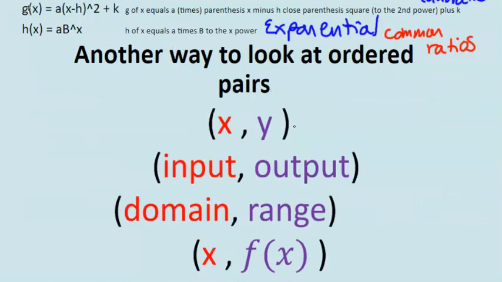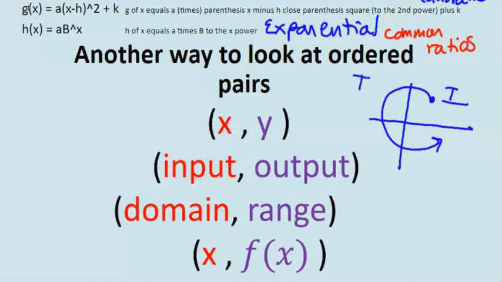Another way to look at ordered pairs. So we have x comma y, input, output, domain, range, x, f of x. If you're looking at a coordinate plane, if you draw a C, that's the order of the quadrants: 1, 2, 3, 4. And get your coordinate point on there. You always put x first and then y. X corresponds with how many you go left or right, and then y corresponds with how many you go up or down.